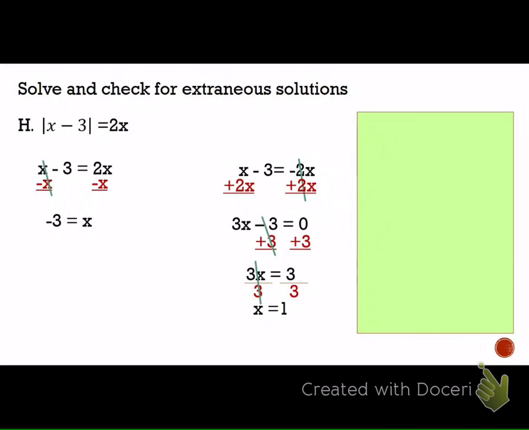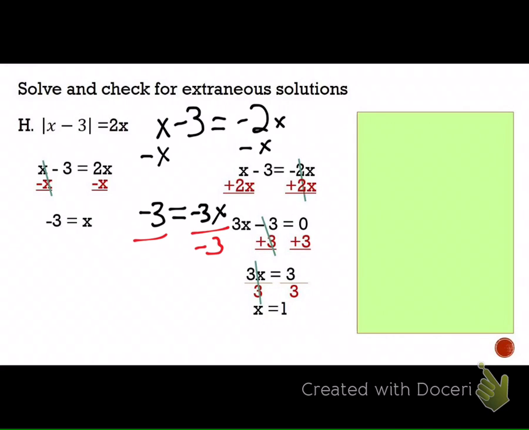The way I probably would have done it, I'll just show you for a second, and then it's going to have to go away. I probably would have just subtracted the x, right? So you'd have negative 3 equals negative 3x. And then when you divide, you still get the 1. Okay? Either way is fine for that one solving.